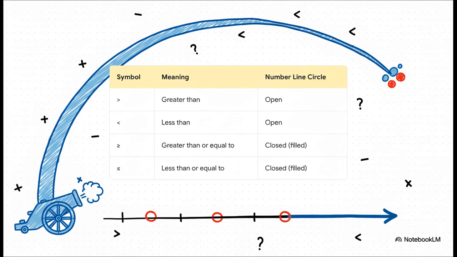And these four symbols are how we define that territory. The greater than and less than symbols are kind of strict. They don't include the boundary number itself, which we show with an open circle on a number line. But the or equal to versions do include that boundary, so we use a solid filled-in circle for those.